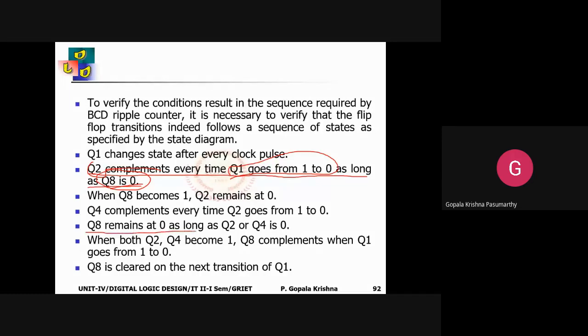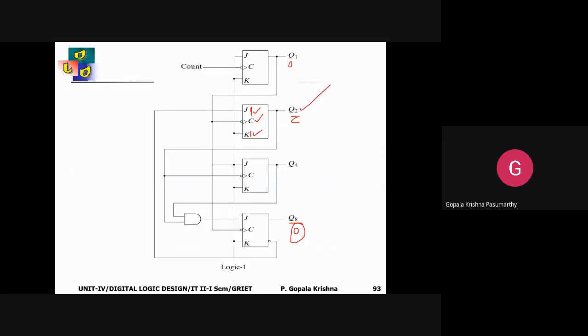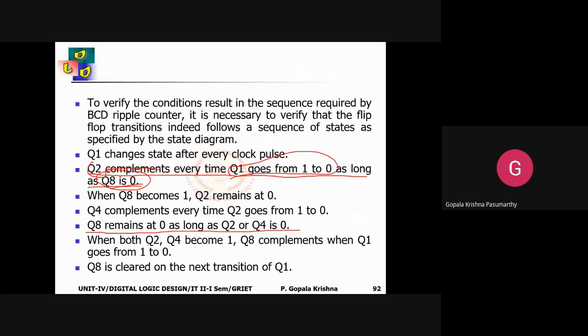And go to Q8. Q8 remains at 0 as long as Q2 or Q4 is 0. K is connected to 1, and J is connected to an AND gate. The AND gate is receiving Q4 and Q2. If either Q4 or Q2 is 0, this AND gate output is 0, means J is 0. In a JK flip-flop, when J is 0 and K is 1, the next state is reset. Now when Q2 and Q4 both become 1, Q8 complements when Q1 goes from 1 to 0. That's what I wrote.